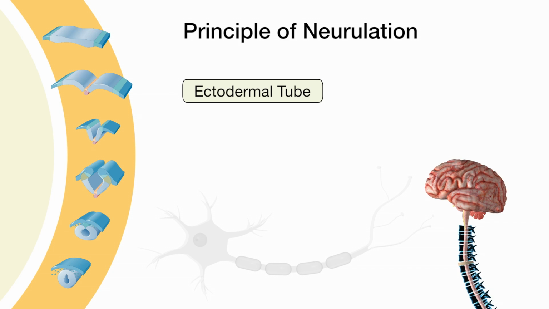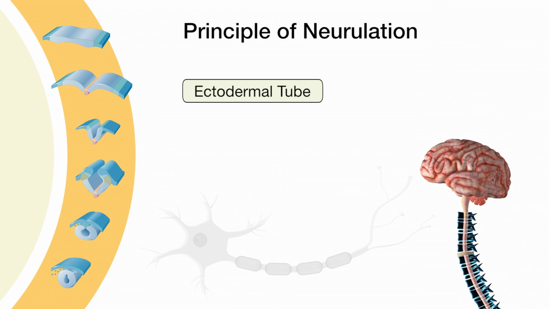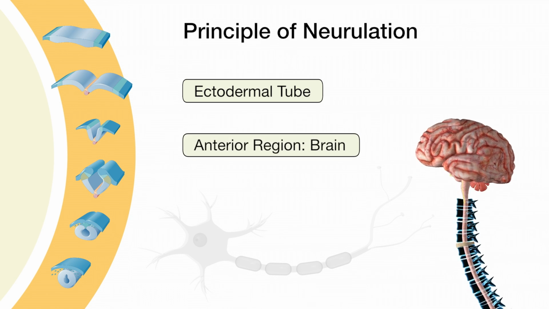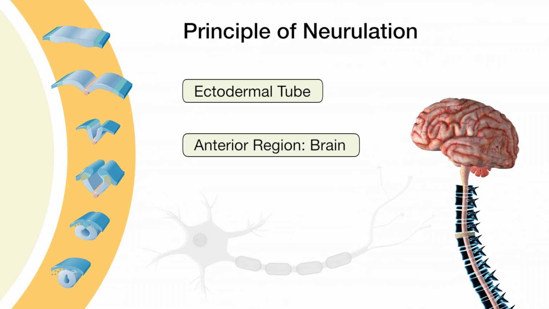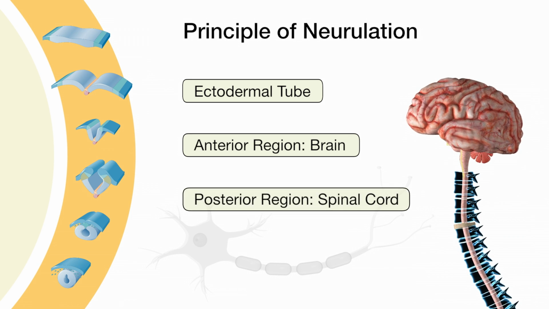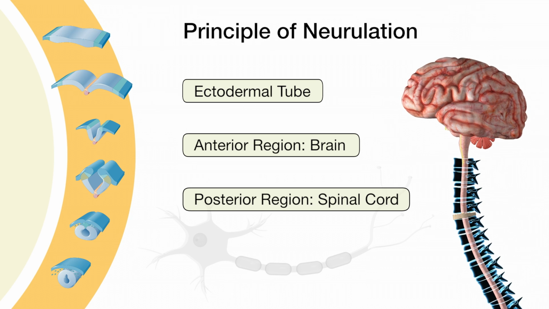In this tutorial, I will cover the fundamental principle of neurulation, which mainly pertains to the establishment of an ectodermal tube that extends from the most anterior to the most posterior regions of the organism. In the most anterior region, the head, this tube gives rise to the brain, of course, whereas the spinal cord is made in the remaining posterior portions of this tube. Let's contemplate this for a moment.